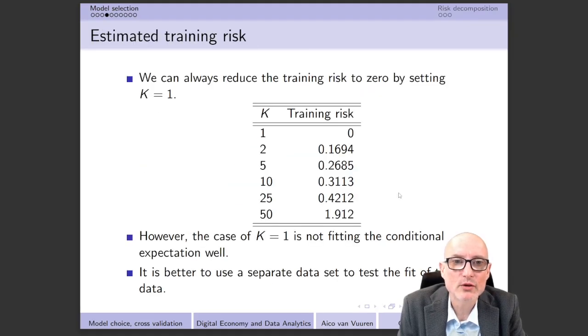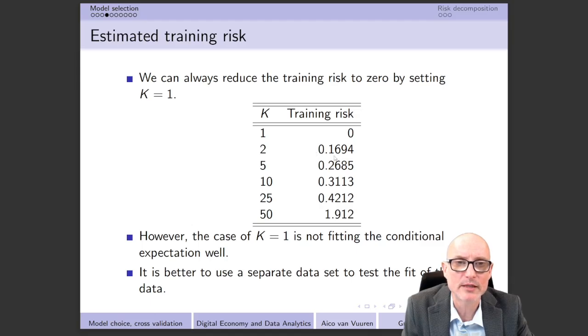However, at the moment that we look at the training risk, we see something completely different. By looking at the training risk, we see that for k equal to 1, based on this table that we have over here, the training risk is actually equal to 0. In addition, when we have k equal to 2, the training risk becomes positive. It is then equal to 0.1694. For k equal to 5, it's equal to 0.2685, even larger. And for k equal to 10, 25, and 50, we see even larger values.